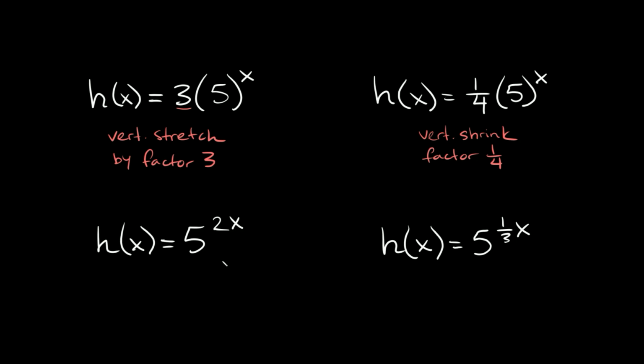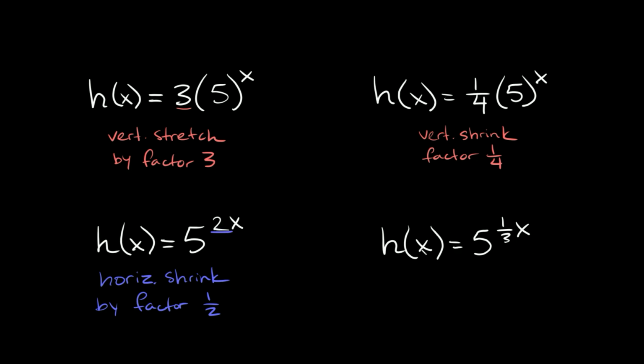And then horizontal is basically just the opposite of all that. So here we have h of x is equal to 5 raised to the 2x. Here you can see we're multiplying a number by our x, so that indicates horizontal stretching or shrinking. In this case, since the number is bigger than 1, it would be horizontal shrinking. And here we would say horizontal shrink by a factor of 1/2. And the reason it's 1/2 is because you take the reciprocal of this number. So the reciprocal of 2 is just 1/2.